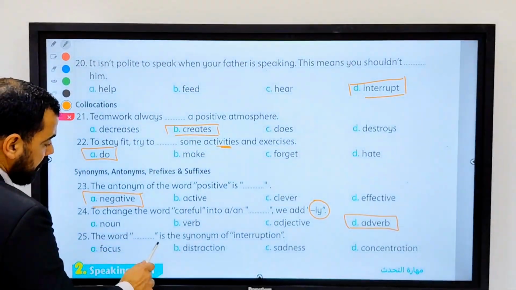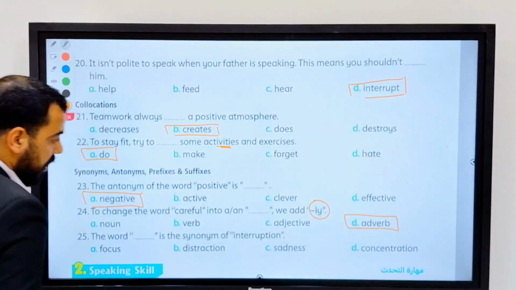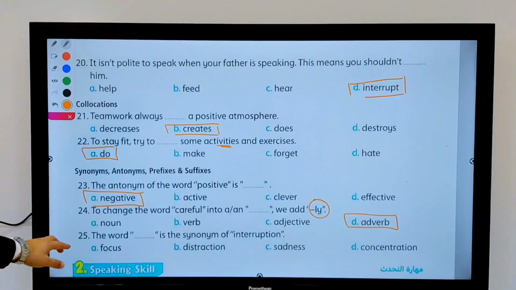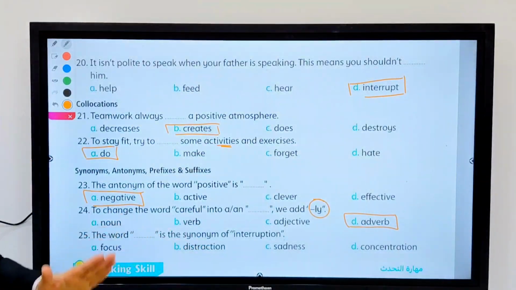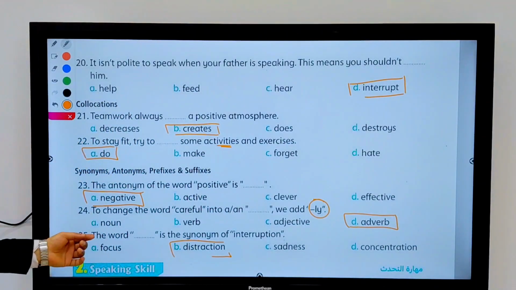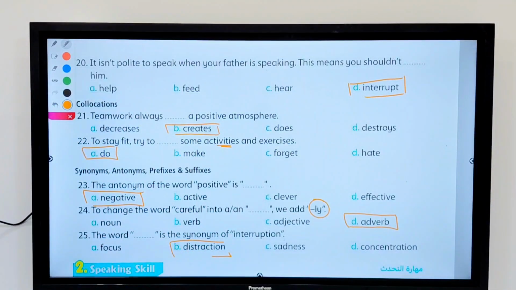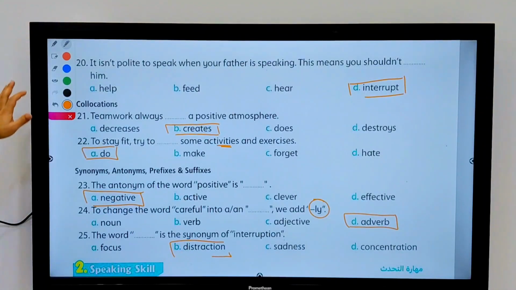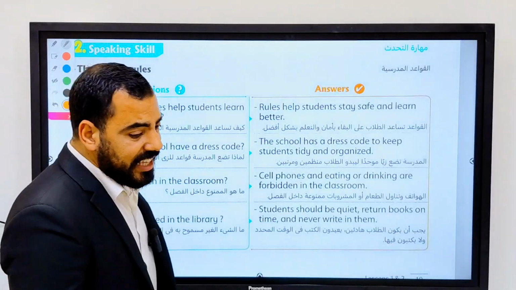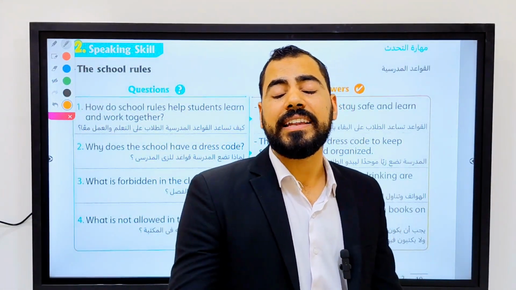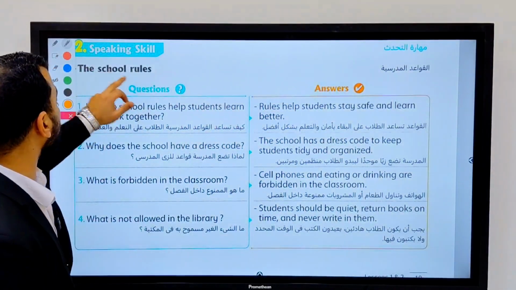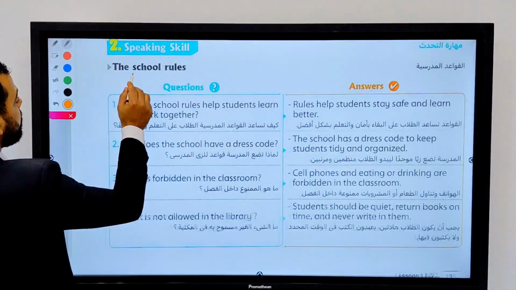Okay, the word distraction is the synonym of interrupt. Okay, so interrupt has the same meaning; they are two words, synonyms, that have the same meaning. So the word distraction is the synonym of interruption. Okay, you stop him from saying something. So let's move to this speaking part, and it helps you to speak English very well, and it helps you to answer the dialogue questions easily. So let's read the questions and the answers about the school rules.